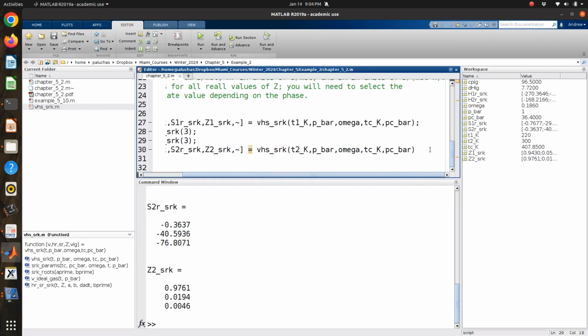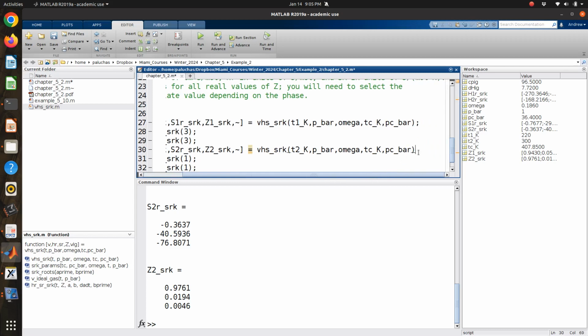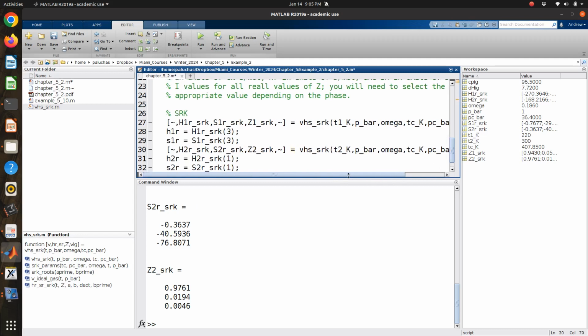So let me just come over here. Okay, so then H2R is going to be H2R SRK, and now I need the first element. S2R is going to be S2R SRK 1. I've just updated it, so I'm just choosing the appropriate root: the third element of that vector and then the first element of the vector.